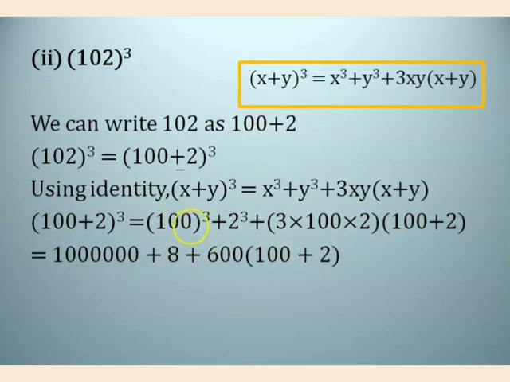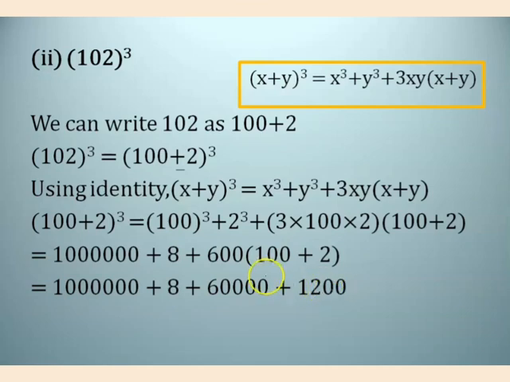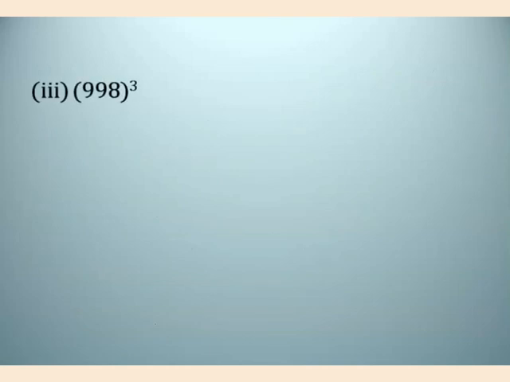So simplifying this, you need to write 1 0 0 0 0 0 0, 6 zeros, plus 2 cube is 8, 3 into 100 into 2 is 600, into 100 plus 2. So we are going to write 1 with 6 zeros plus 8 plus 600 into 100 is 60,000, plus 600 into 2 is 1200. So simplifying, we get 1061208 as the answer.